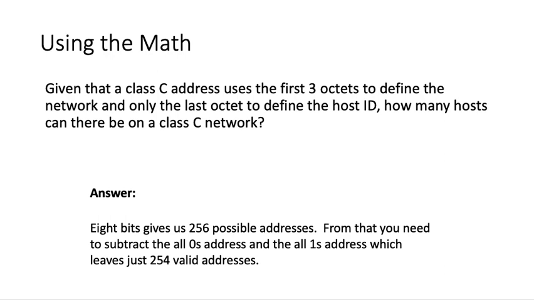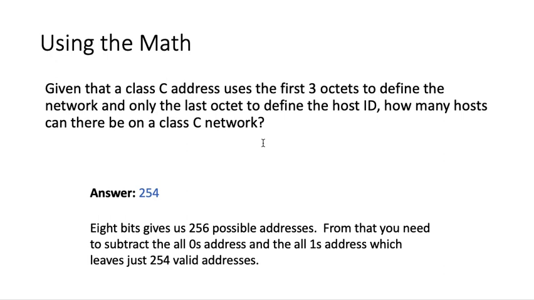All right, so playing with that idea, this says, given that a Class C address uses the first 3 octets to define the network and the last octet, so 8 bits, to define a host ID, how many hosts can there be in a Class C network? So pause and try and work through the math. Okay, it's 254, and I'll explain the reason why.